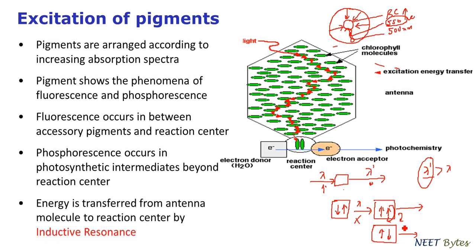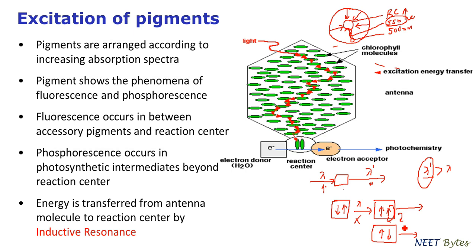If I withdraw the light, then some fraction of a second will be taken for it to come back to its original position. For that fraction of time, the light will keep on emitting. This is what we call phosphorescence, and that occurs in the reaction center and beyond.